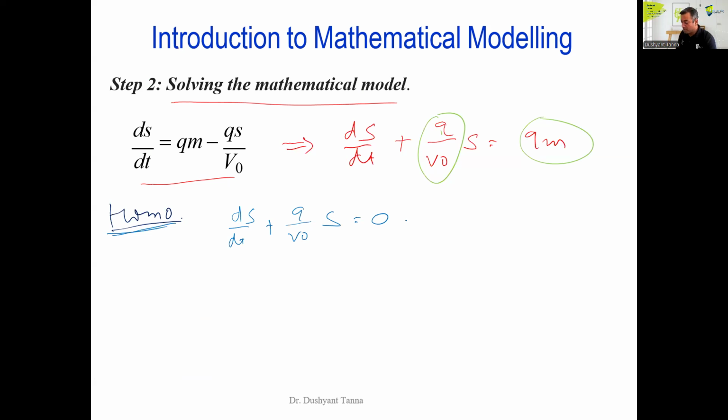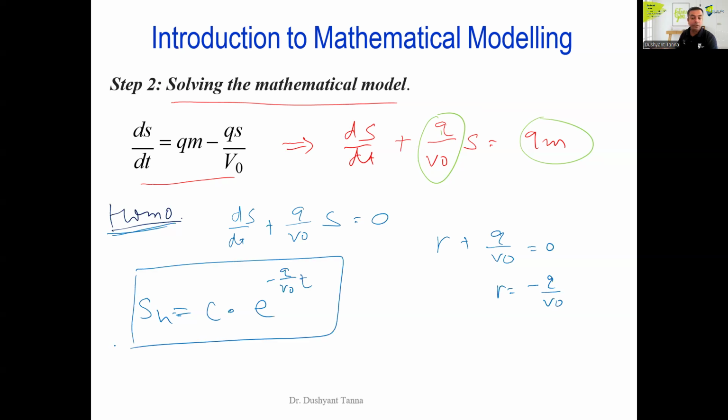And the auxiliary equation from it, remember s is a variable, right? So it's a first part, so r plus q over v0. Sorry, we don't write s here, q over v0. Therefore, r is equal to minus q over v0. And our homogeneous solution, keep everything clear in your mind, if you need to refer to any literature, is C times e raised to minus q over v0 t. This is your homogeneous part solution.